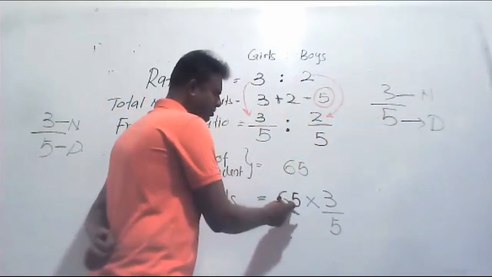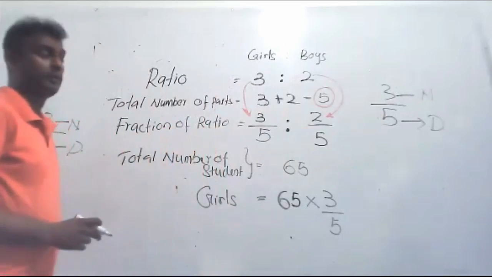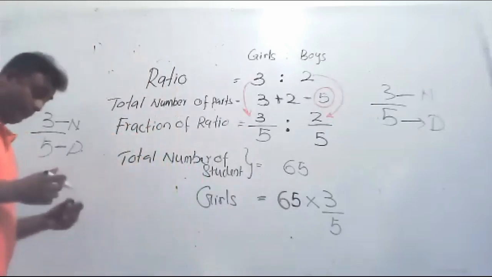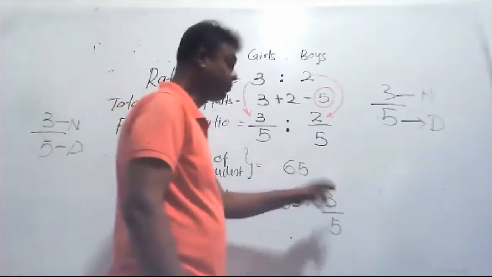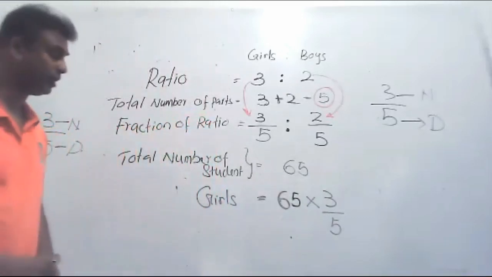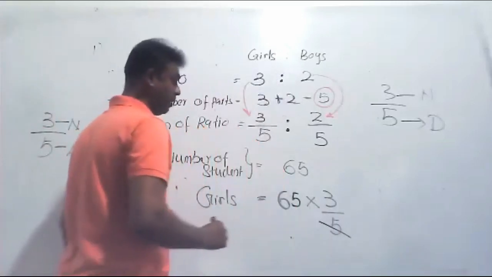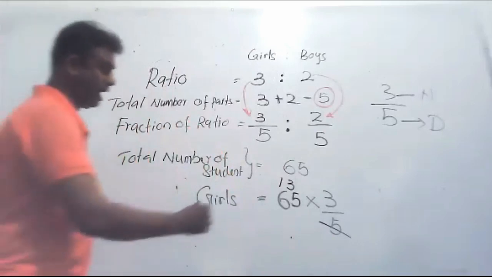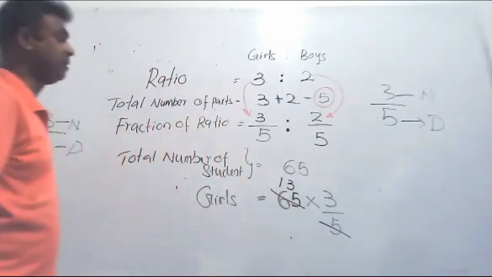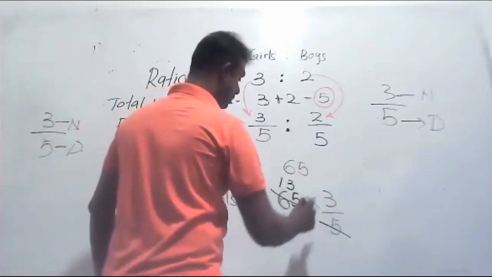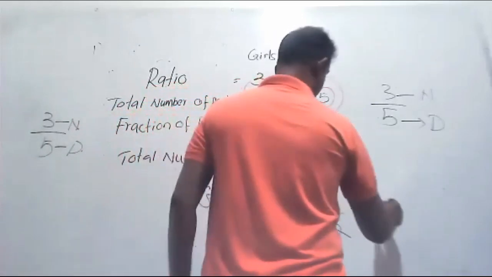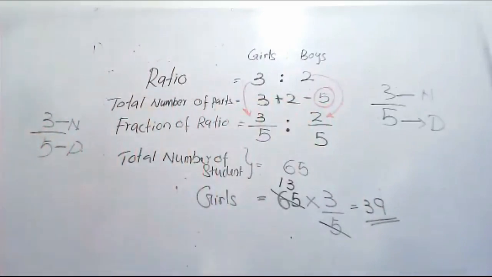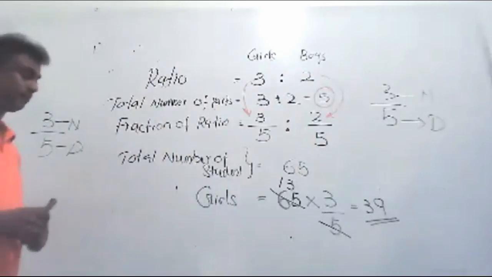To find how many girls, firstly we want to divide 65 by 5. After that, that answer should be multiplied by 3. 65 divided by 5 is 13. 13 multiplied by 3 is 39. 39 girls are there.